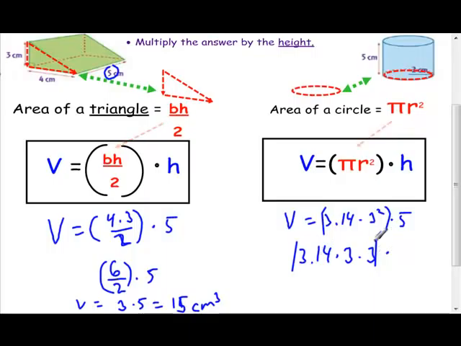Sorry, this is supposed to be parentheses here. It's not cooperating with me today. So 3 times 3 is 9. Times 3.14, sorry, the drawings are very awkward today, times 5. And 3.14 times 9 is 28.26, times 5, which equals 141.3 centimeters.